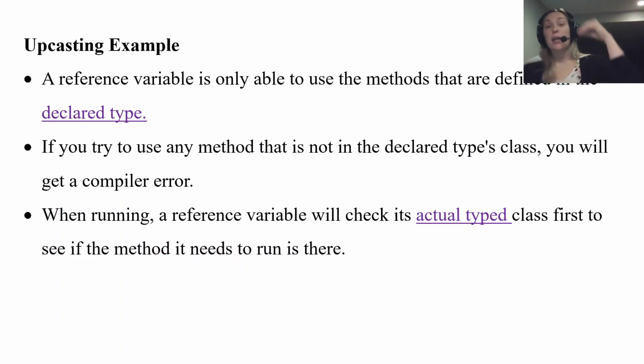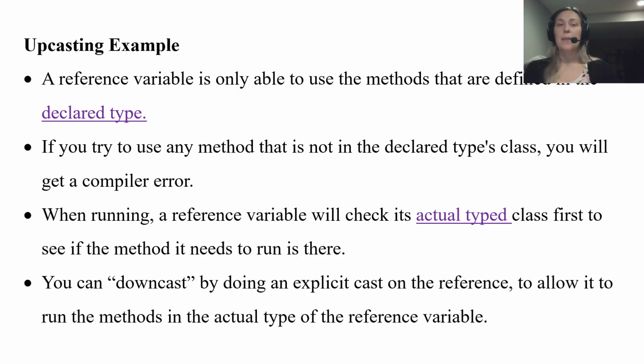When actually running, a reference variable will check its actual typed class first. So what it was created as. Whatever it's created as, it looks in that class first, and it'll move up the inheritance hierarchy until it finds it. We'll see an example of this, of course, but you can also do what's called a downcast. By explicitly casting the reference, that allows it to compile and run the methods that are in the actual type.